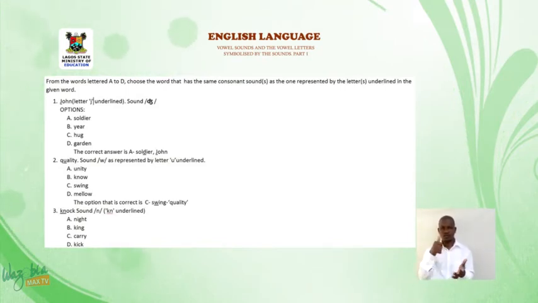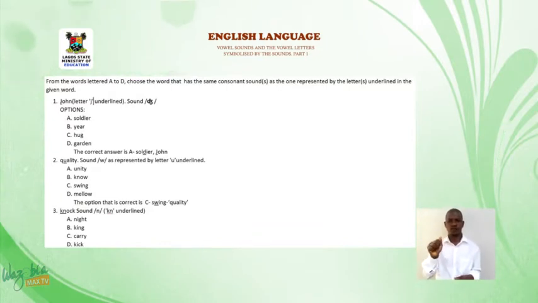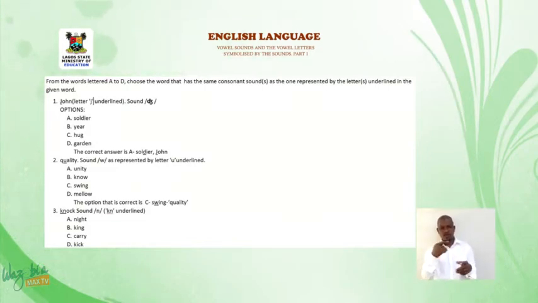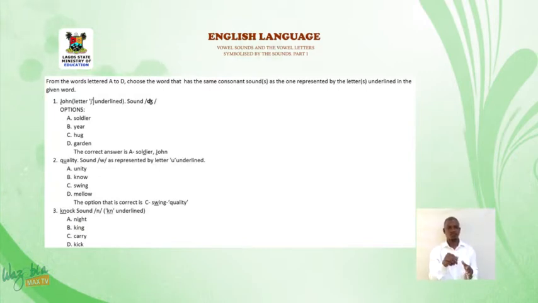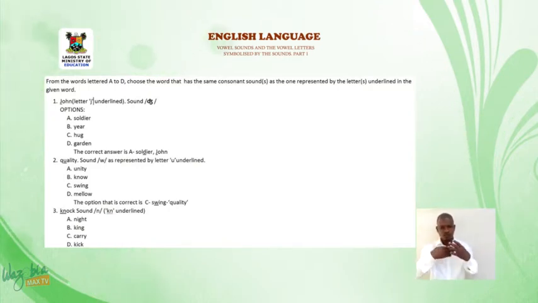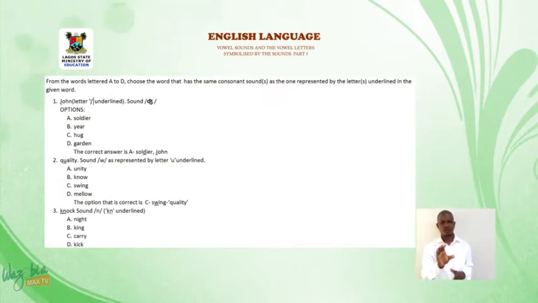1. John, letter J underlined, sound J. Options: A, soldier; B, year; C, hug; D, garden. The correct answer is A, soldier. John. 2. Quality, sound W as represented by letter U underlined. A, unity; B, no; C, swing; D, mellow. The option that is correct is C, swing, quality.